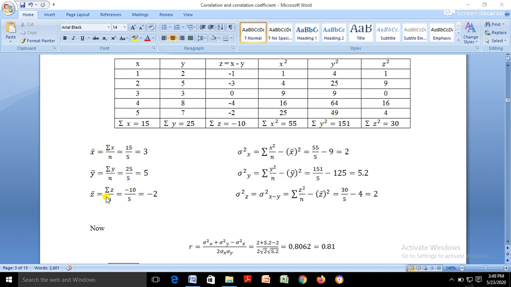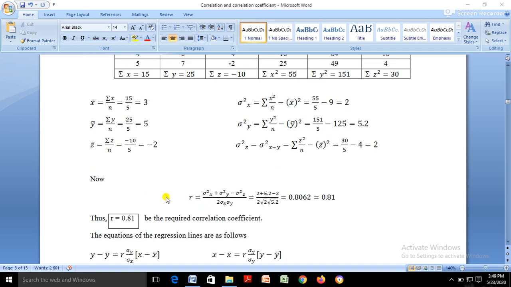Then z bar is equal to summation of z divided by n. Summation of z is minus 10. N is 5, so z bar is minus 2. So sigma square z, or it can be written as sigma square x minus y, is equal to summation of z square divided by n minus z bar whole square. So summation of z square is 30, n is number of terms 5, then z bar square is minus 2 square is plus 4, we get on simplification 2.